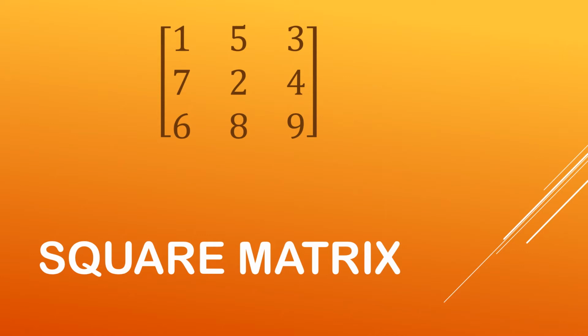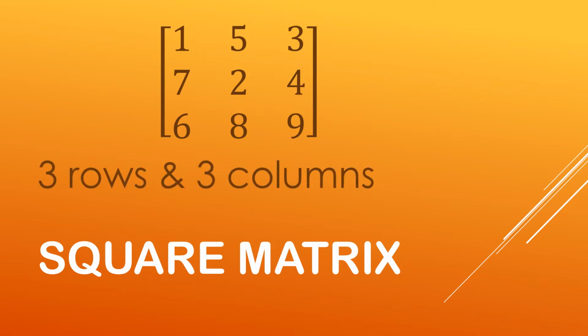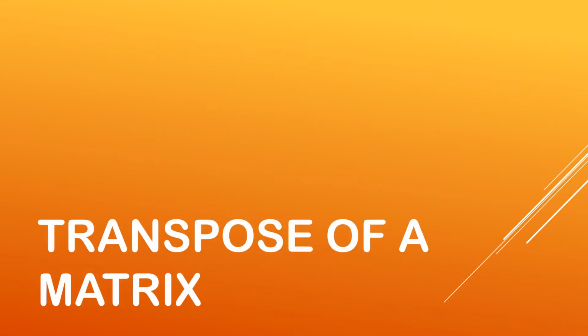Consider this matrix. We can see that this matrix has 3 rows and 3 columns. That is, the number of rows is equal to the number of columns. So, this is a square matrix.